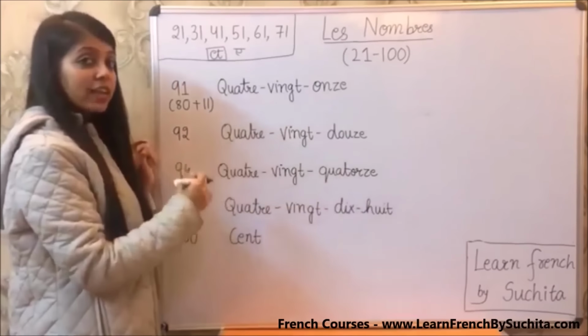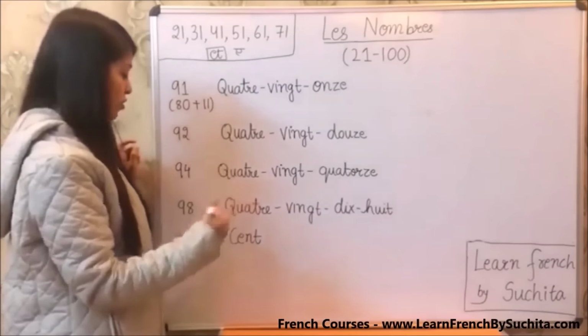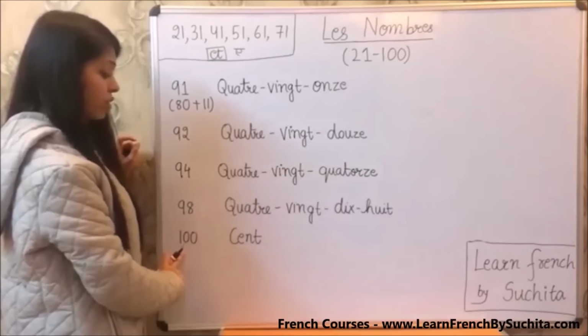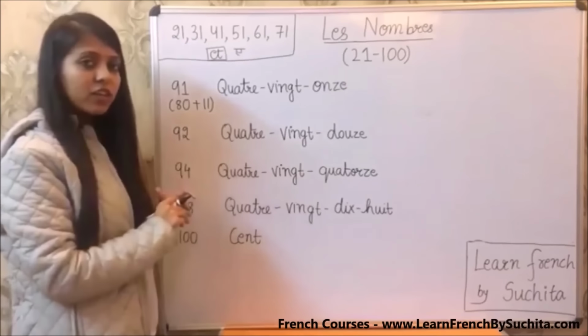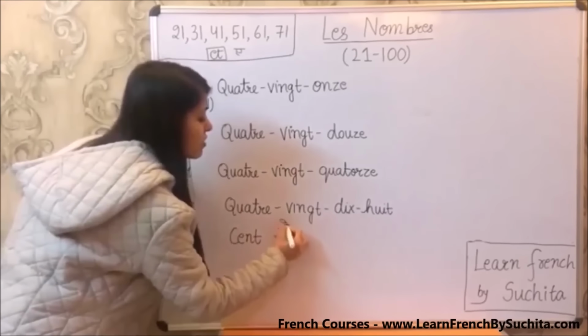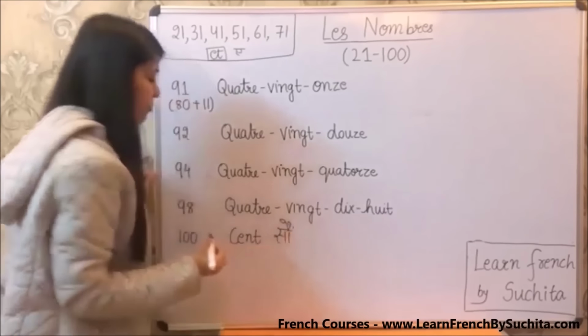99. Very good. So now the final word, which is 100. How do I pronounce 100 in Hindi? It is sau. And in French, it is pronounced as a little nasal sound, cent.